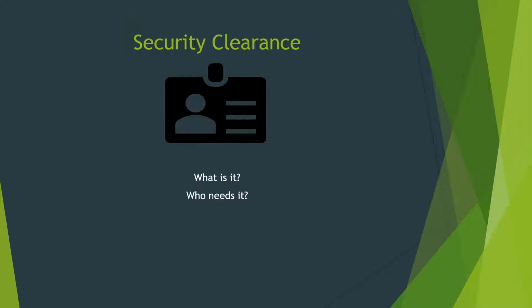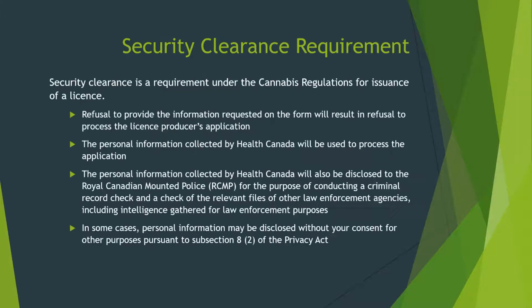Security clearance. What is it? Who needs it? So what is security clearance? Well, security clearance is a requirement under the cannabis regulations for issuance of a licensed producer's license. Refusal to provide the information requested on the form will result in refusal to process the licensed producer's application. The personal information collected by Health Canada will be used to process the application.